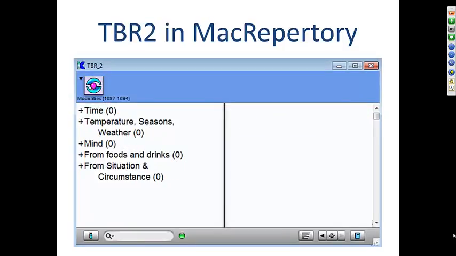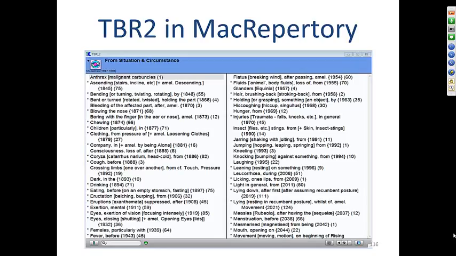And then you've got the amazing section of the Therapeutic Pocketbook Repertory, which is the modalities, and these are broken down into 5 different sections: time, temperature, seasons, and weather; mind, from food and drinks, and from situation and circumstances. And if you just look at situation and circumstances, look how much more comprehensive and full this is than the mind section of this repertory. You see how much emphasis is being placed on the modalities. You can see this is just going up to the letter M, and it's already more than double the size of the mind section of the Therapeutic Pocketbook Repertory. So amazing how much of an emphasis is placed on the modalities.